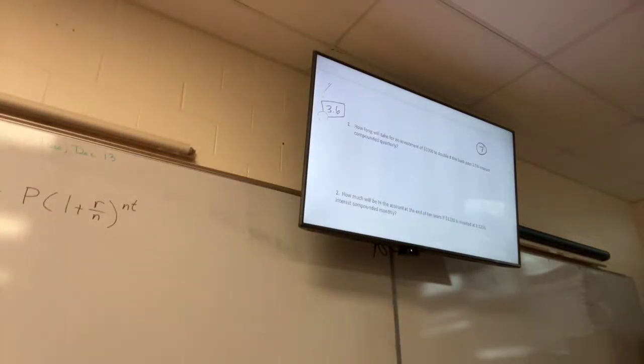Okay, so here's the compound interest formula. You guys should have learned this at the beginning of Algebra 2. But what this says is, P is called the principal, or that's the initial amount invested, the initial amount in the account.